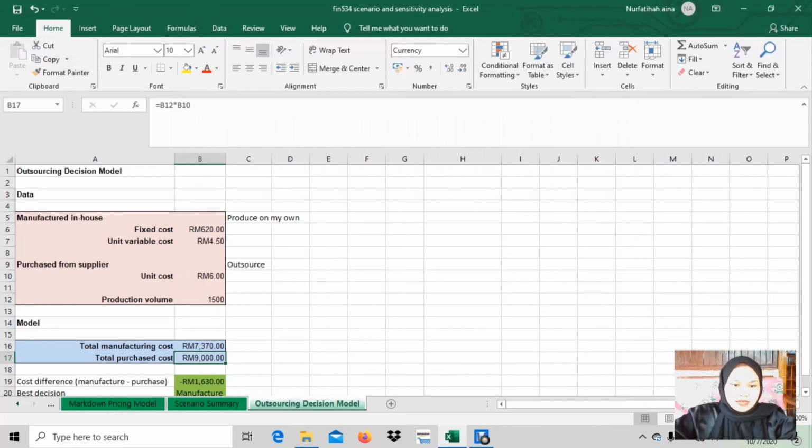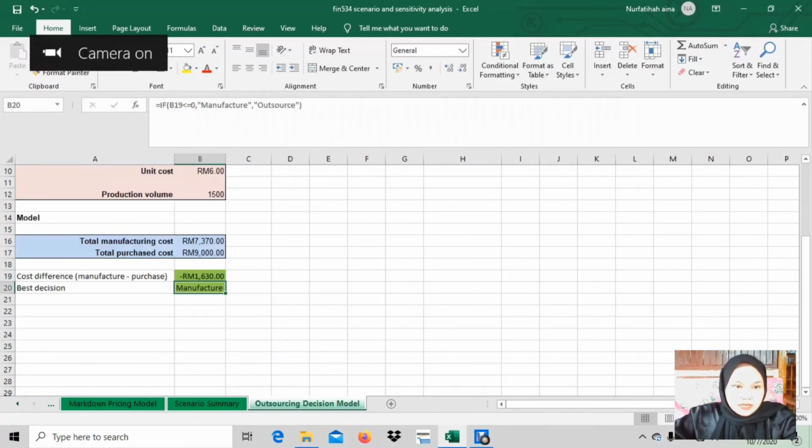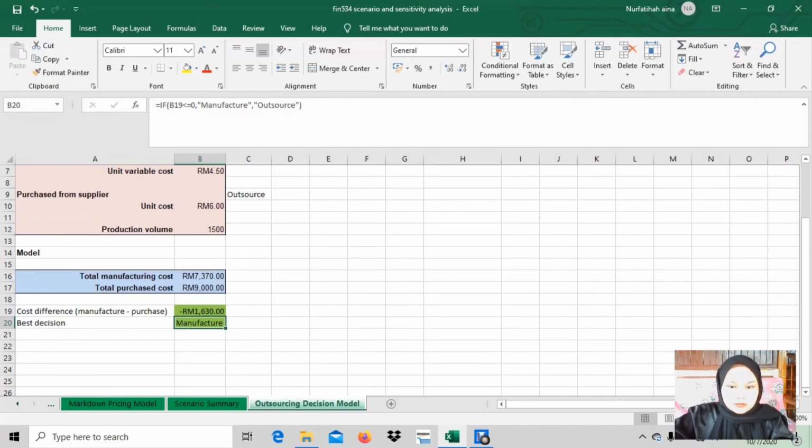For the total purchase cost, I get RM 9,000. How do I get RM 9,000? I multiply the production volume with the unit cost from the supplier, which is RM 6. Meaning that my business is better off producing the product on my own than taking it from a supplier. So I can say the best decision for me is to manufacture on my own, because the manufacturing cost is lower than the purchase cost.